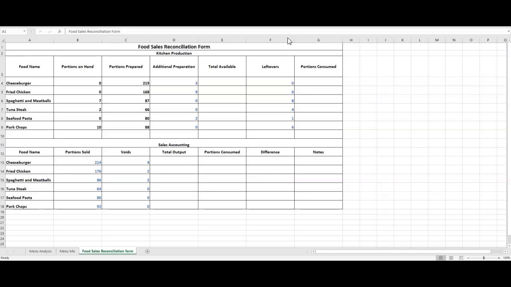The portions on hand and portions prepared come directly from the menu mix page 2 work that we did in class that we did get to finish. That's why those are in black. The given numbers on your form are the ones in blue: the additional prep, the leftovers, the portions sold, and the voids. Those are all already given to you. When I input the numbers into the remaining columns, they'll be in red. So that just gives you an idea on what's what. It's kind of our key or legend for understanding why the colors are different.